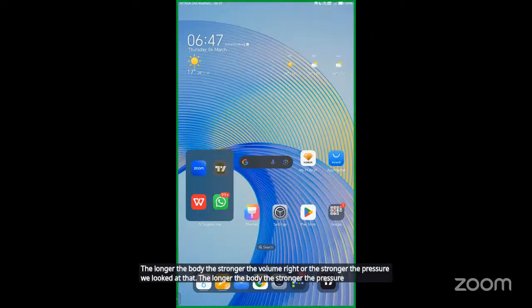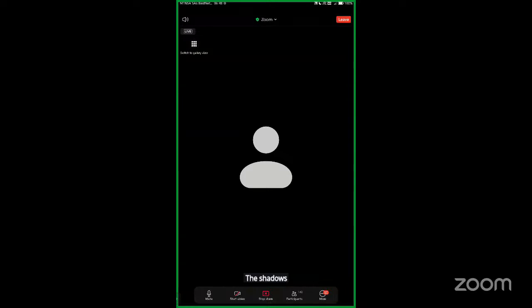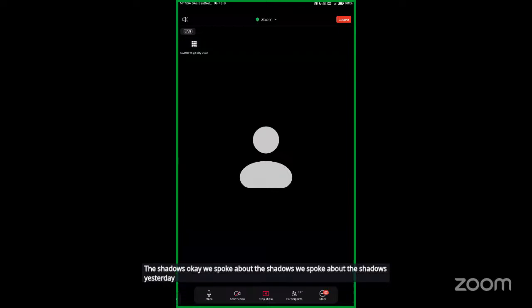All right. So today we are going to look at something different. We spoke about the shadows yesterday. I just want to give a little bit more information about the shadows. So we are going to take it from there, then we move forward. We are going to pick it up from shadows, then we go forward.